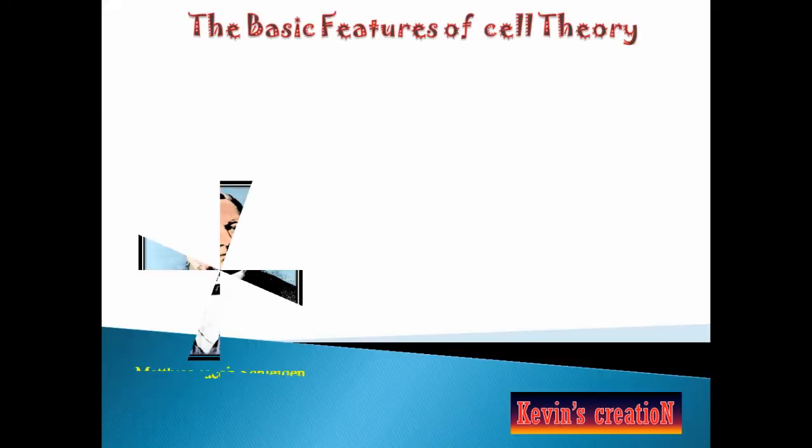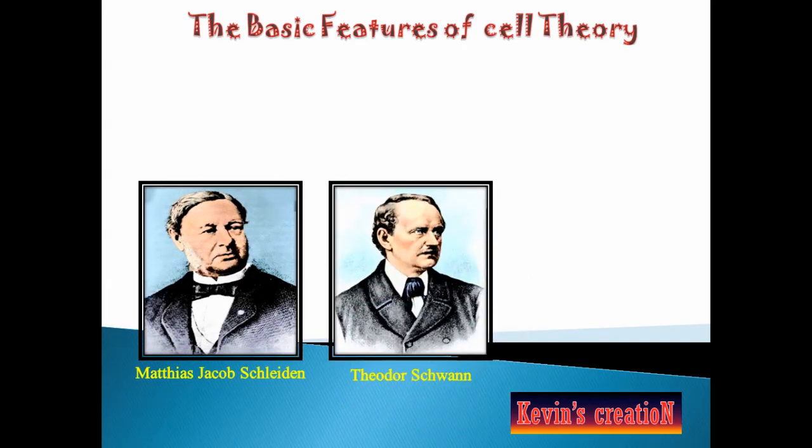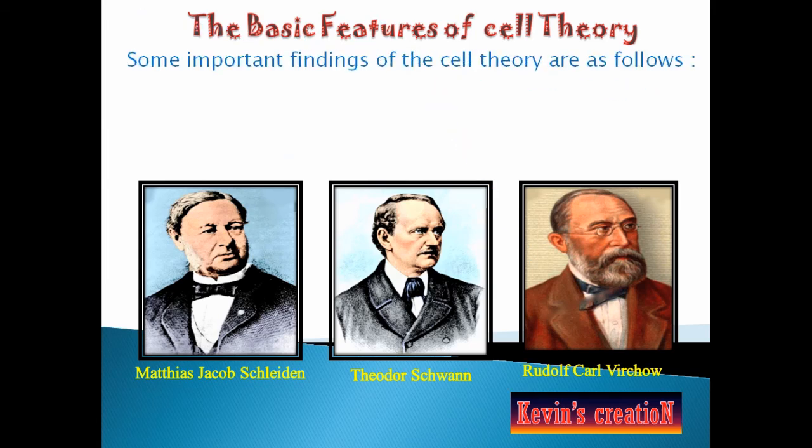So now we learn the basic features of cell theory. Now you can see the pictures of Matthias Jakob Schleiden, Theodor Schwann and Rudolf Karl Virchow. The names of these scientists are very, very important. There may be questions: who are the three scientists whose work led to the formulation of cell theory, not only in your class but in class 10 and 12 also. This is very, very important. So you must know the full names of all these three scientists.